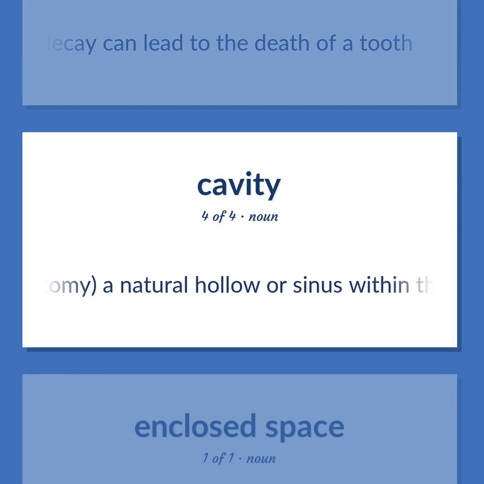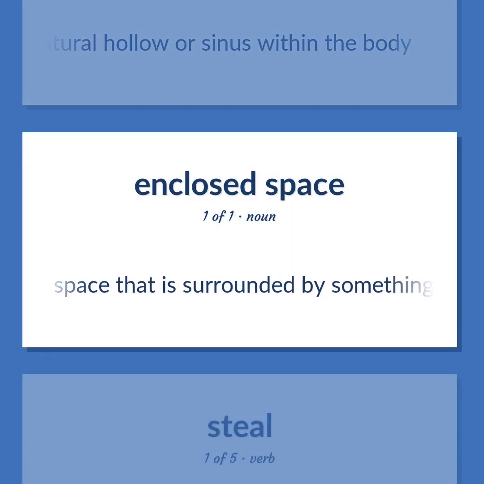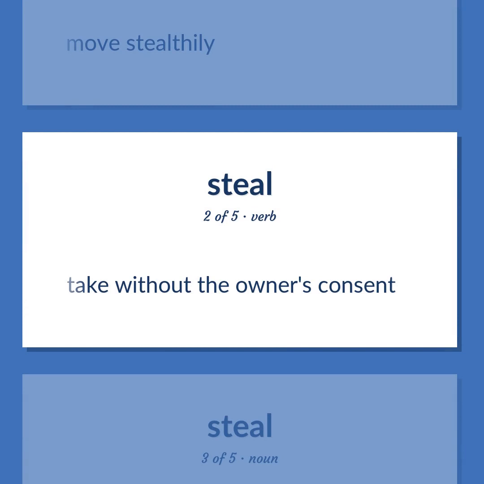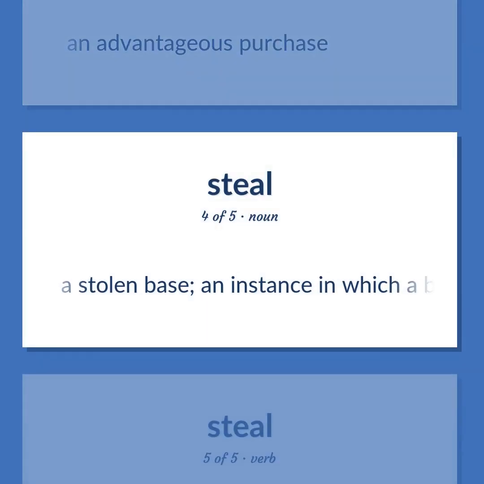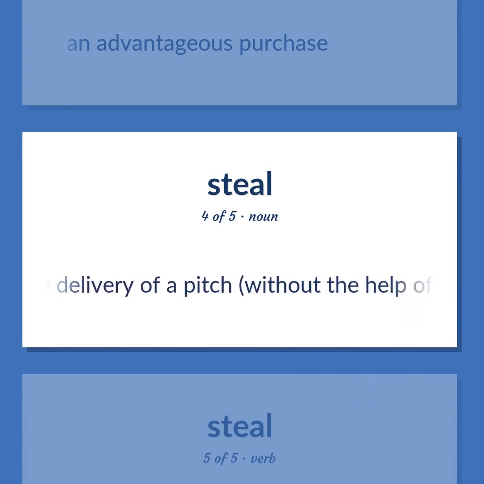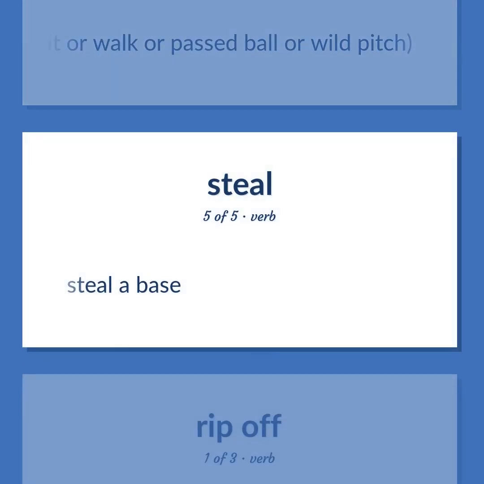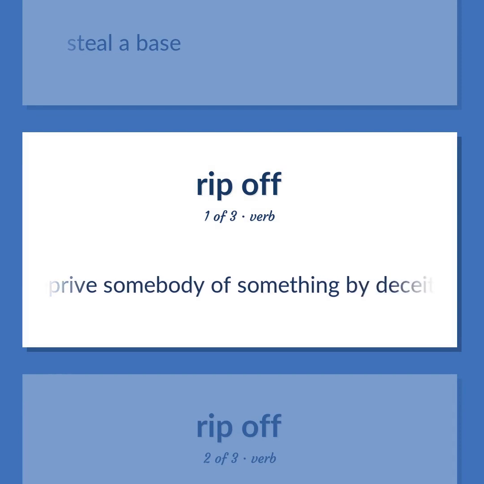Anatomy. A natural hollow or sinus within the body. Space that is surrounded by something. Move stealthily. Take without the owner's consent. An advantageous purchase. A stolen base. An instance in which a base runner advances safely during the delivery of a pitch, without the help of a hit or walk or passed ball or wild pitch. Steal a base. Deprive somebody of something by deceit.